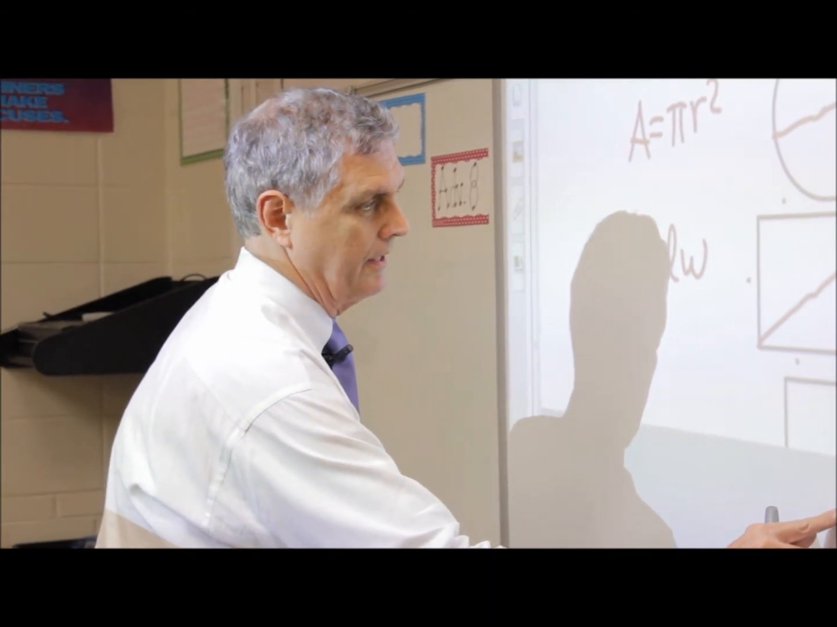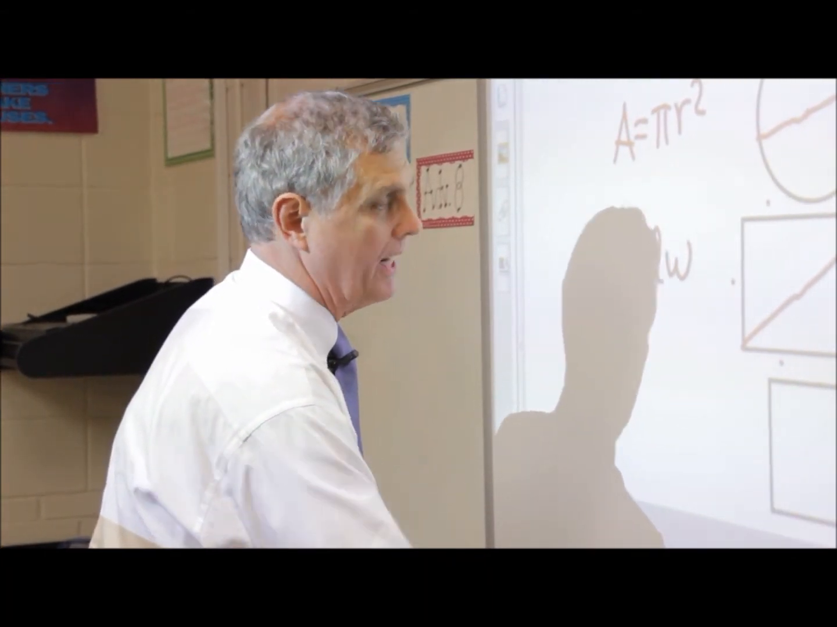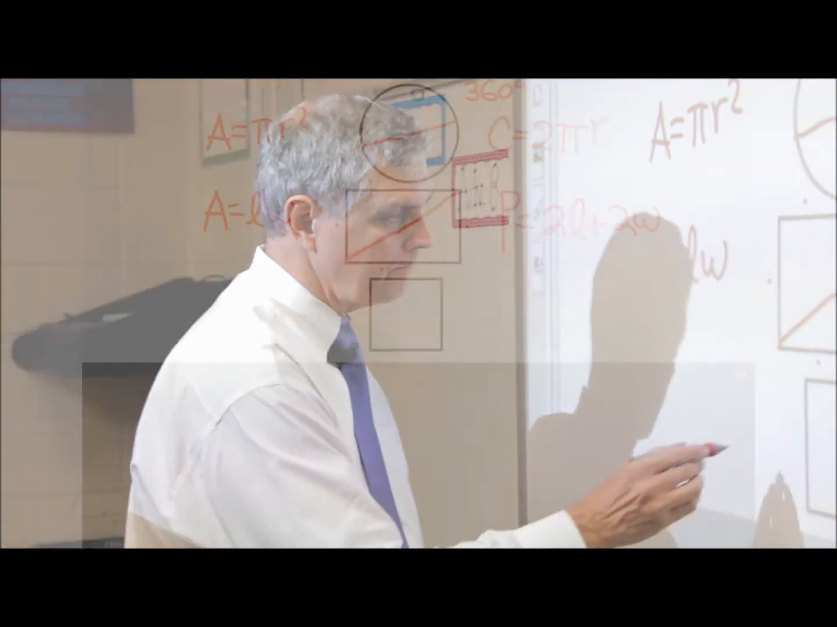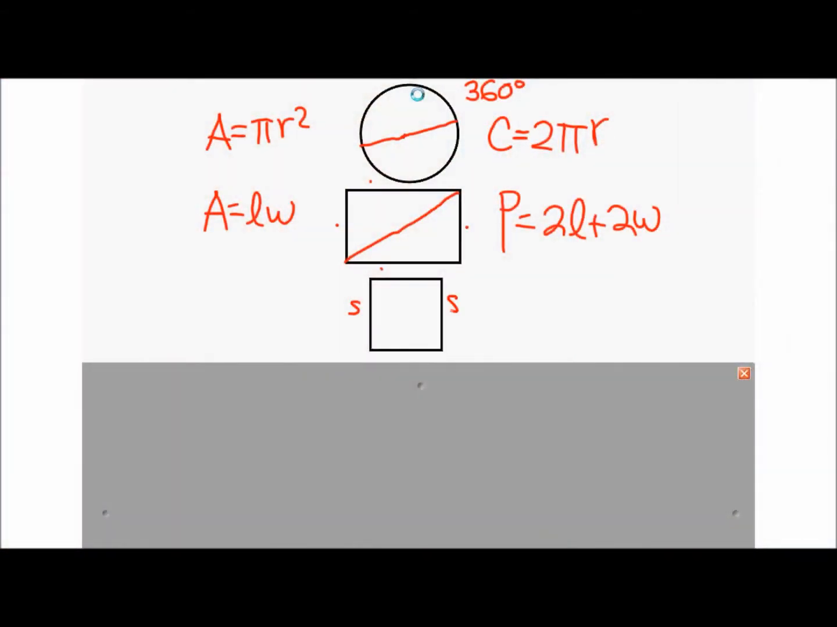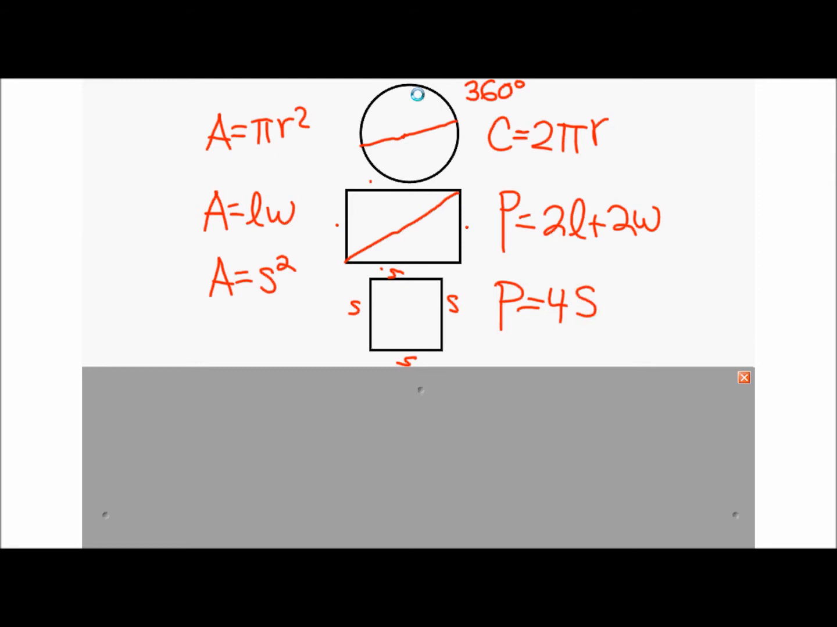Now let's look at its cousin, the square. Now the square, all its sides are equal. Let me pull it down just a little bit further here. All the sides are equal, so you don't have to say length times width. The area is simply going to be the size of one of the sides squared. And the perimeter, of course, is going to be 4 times whatever one of the sides is.